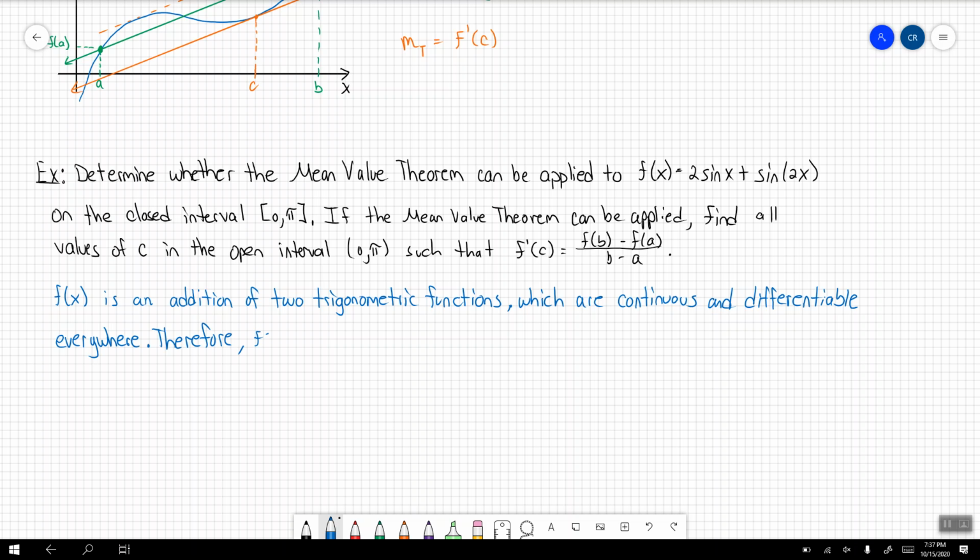Therefore, f of x is continuous on the interval from 0 to pi and differentiable on the open interval from 0 to pi. Okay, so we can apply the mean value theorem. So the mean value theorem is applicable.